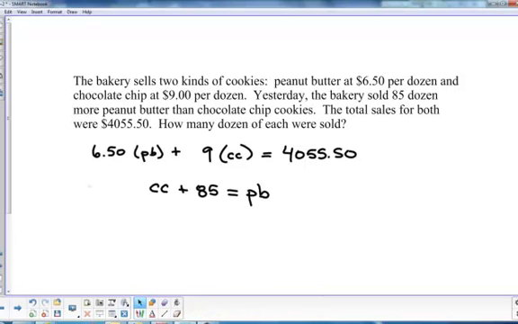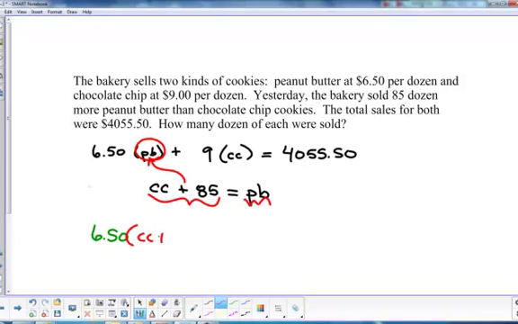All right, so I have solved for peanut butter. You might have solved for chocolate chip. But since I solved for peanut butter, I'm going to put that right there in for peanut butter. Substituting it in. So $6.50, and then instead of peanut butter, I'm putting chocolate chip plus 85. And if you would rather just use one letter, that's totally fine. I like to know what my letters mean.